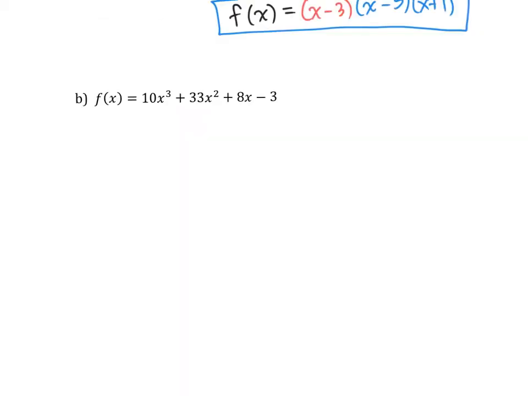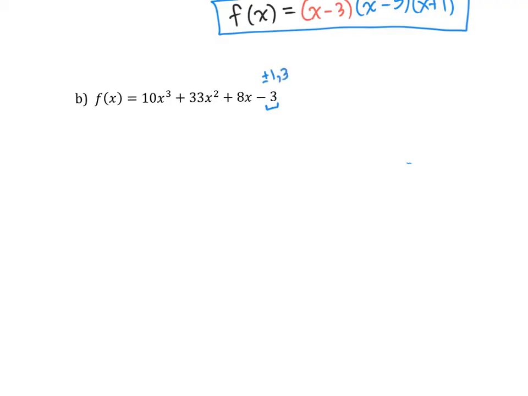This time I'm going to try one that has some fractions in it. I'm going to factor this completely. I want to find a rational zero first. So I'm going to look at the last term, which is 3. The factors of 3 could be plus or minus 1 or plus or minus 3.